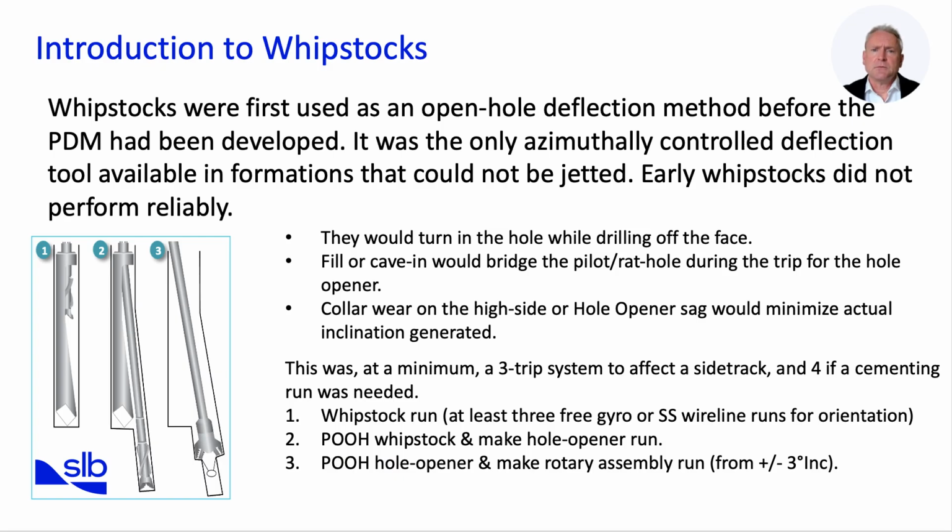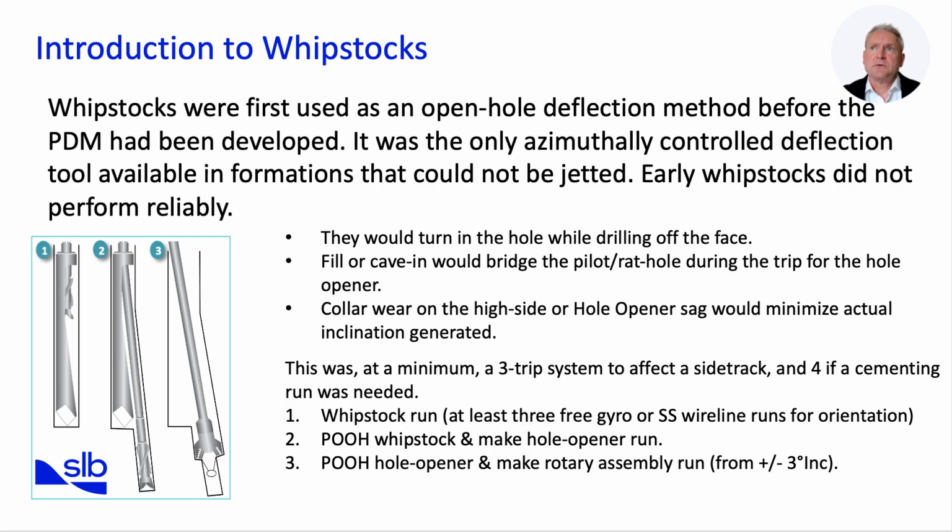Whipstocks were once the primary open-hole deflection tool before the development of steerable motors. They were valued because they allowed azimuthal control in formations too hard for jetting. However, early whipstocks suffered reliability problems. The tool often rotated while drilling off the face, making orientation inaccurate. Fill or cave-ins could block the rat hole during trips, and hole opener sag or collar wear on the high side reduced the actual inclination achieved. These issues made whipstocks cumbersome and inefficient.